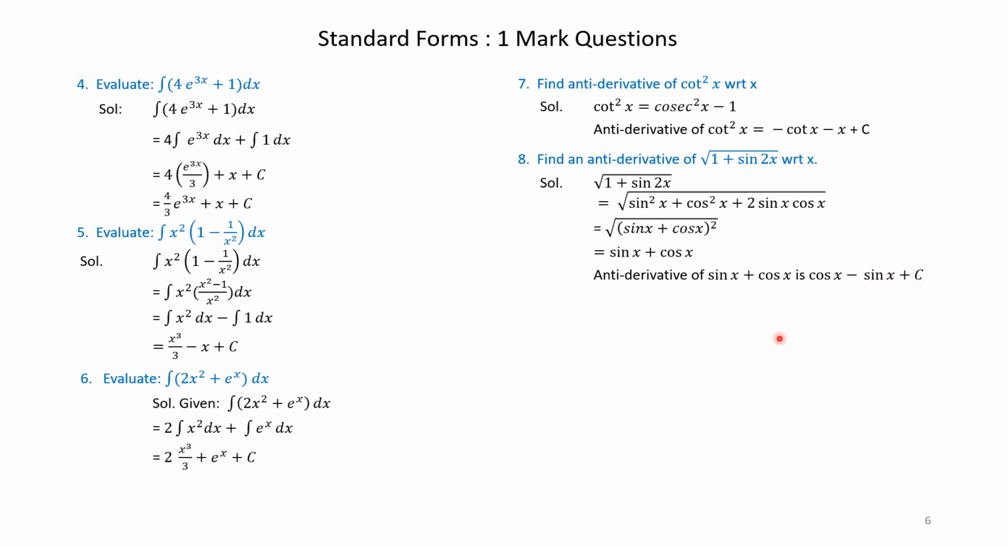Next question. Evaluate the integral, within brackets, d by dx of e to the power of 5x, dx. Therefore, using the formula, d by dx of e to the power of 5x is 5 e to the power of 5x itself. So, plus c. Next question.